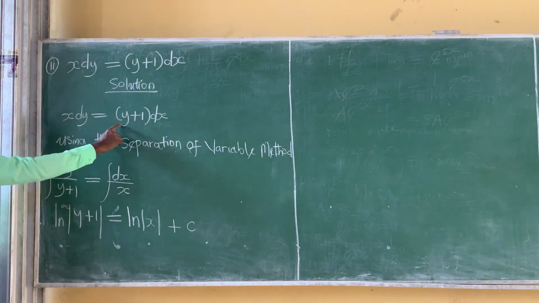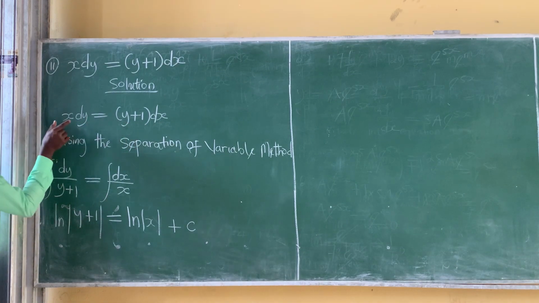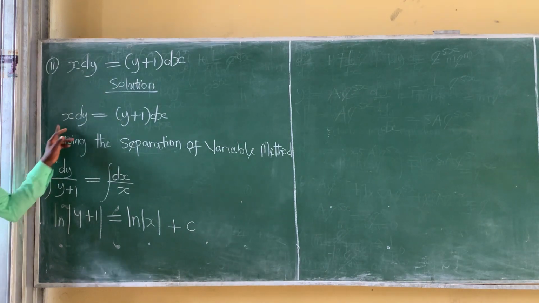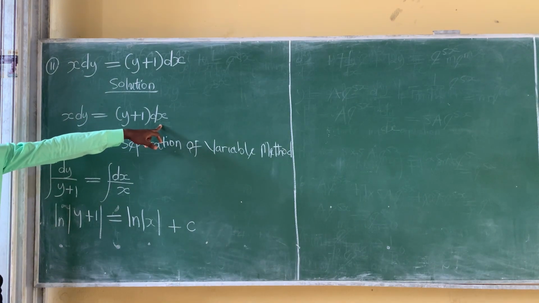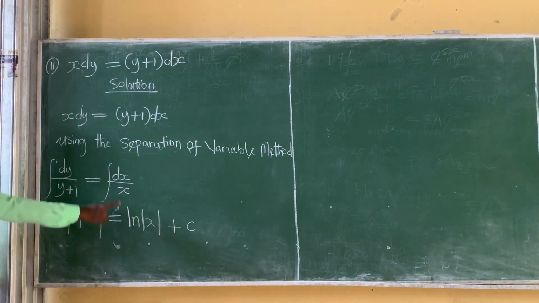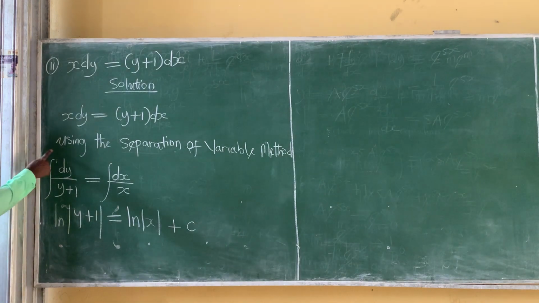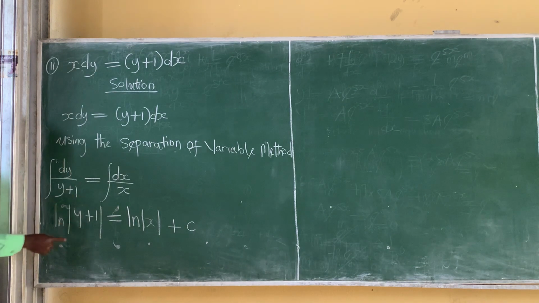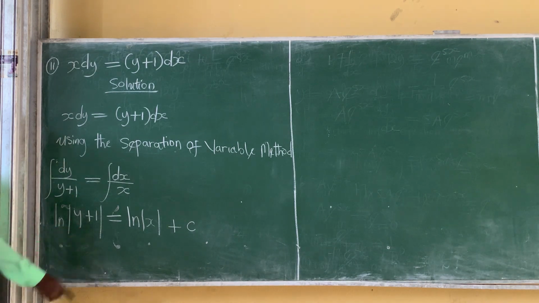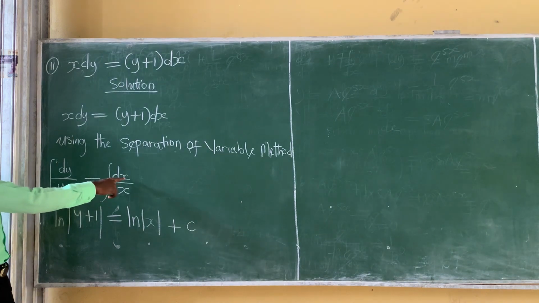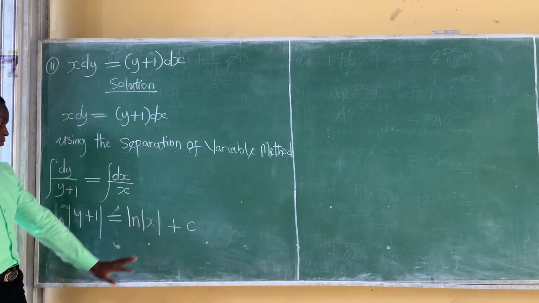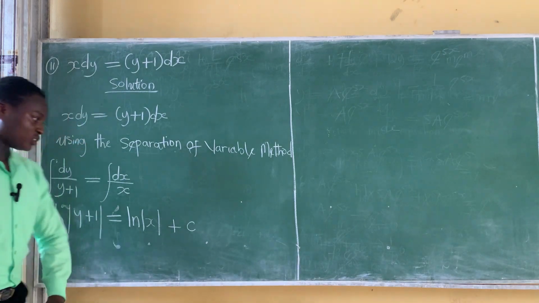So to this side, we have y plus 1, so we bring y plus 1 to this side, and to do that, we divide both sides by y plus 1. And we send x to the other side by dividing both sides by x. Then the next thing we have to do is integrate both sides. If you integrate 1 over y plus 1 with respect to y, you have ln y plus 1. If you integrate 1 over x with respect to x, you have ln x, and then you add your constant, and that becomes the solution of that given differential equation.